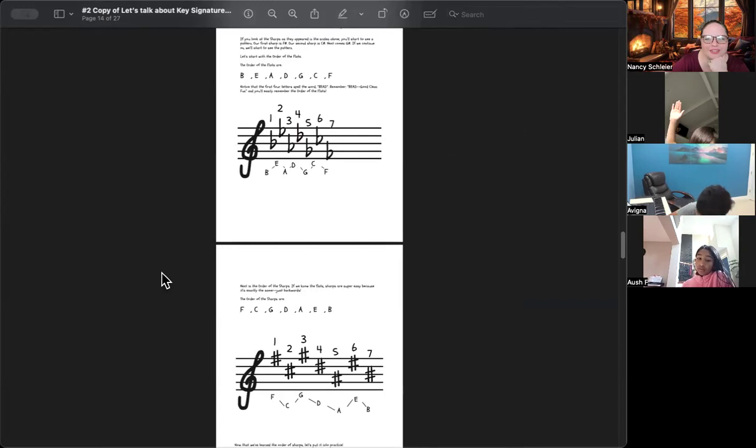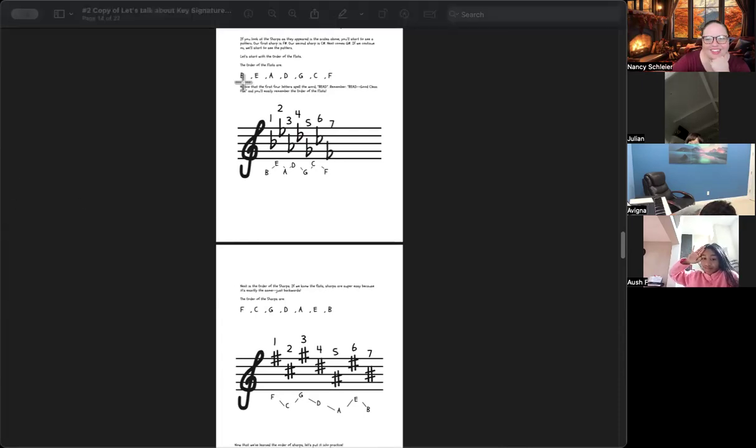Julian, what do you notice? Notice that they're in the order of the pattern you play the scales, because the highest note is going to be the start of the next one, and it goes in that same order. Very good. Keslin, what do you notice?